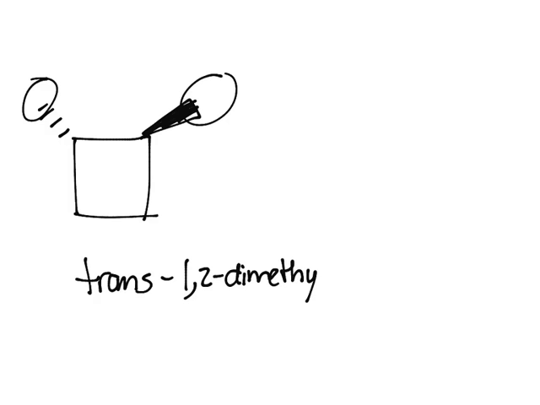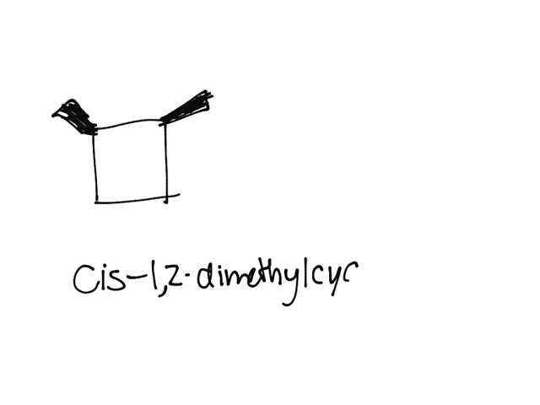So that would be trans 1,2-dimethyl cyclobutane. Now, if they were both pointing at you, it would be cis. So, for example, like this, both wedges, not dashes. Or you could have them both dashes. It depends how you look at the molecule, but it's the same thing. So this would be cis 1,2-dimethyl cyclobutane.